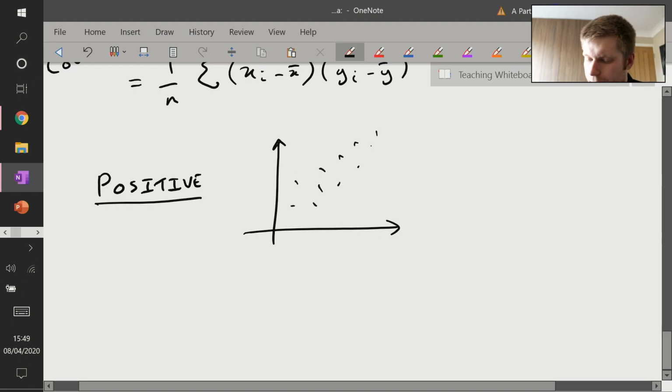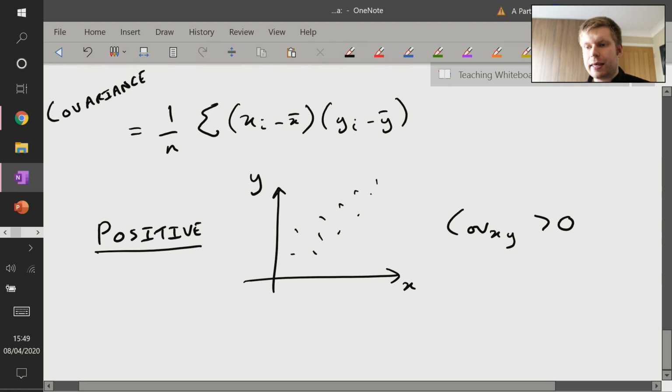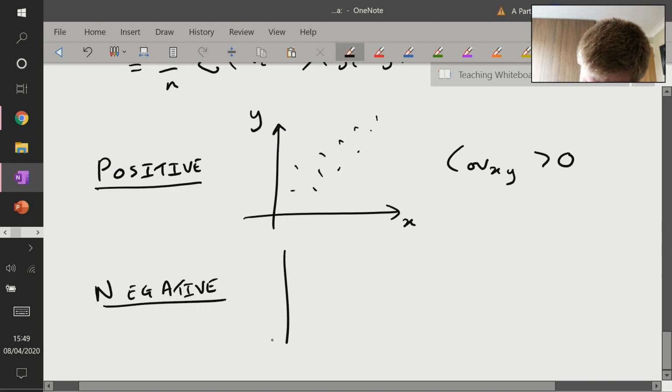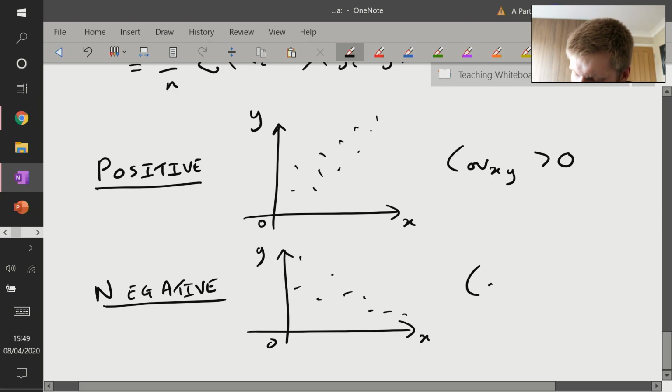So for positive correlation, the covariance of my two random variables should also be positive. Remember, my covariance is given by this thing here. Whereas for negative correlation, I'm literally saying my data looks something like this, then in that case my covariance has got to be negative. Okay, so this is quite nice.